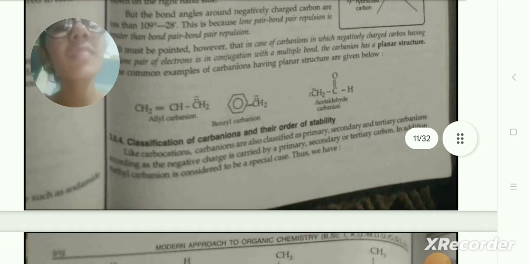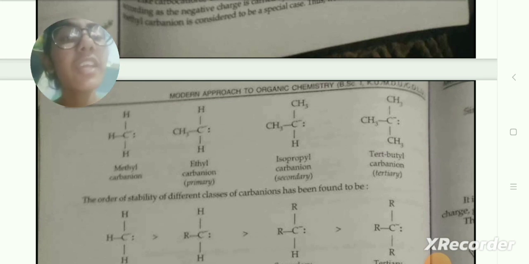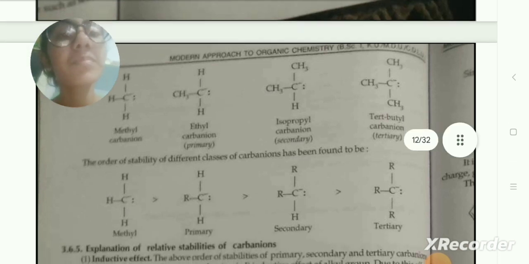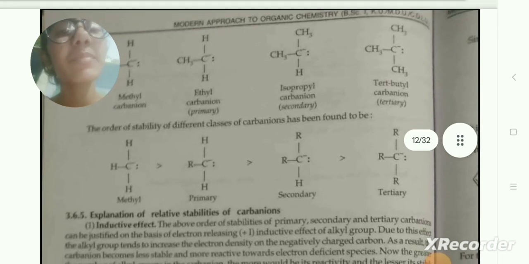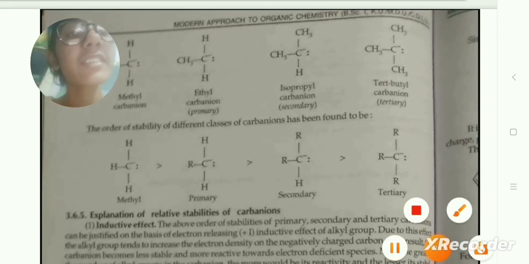Classification of carbanions and their order of stability. Like carbocations, carbanions are also classified as primary, secondary, and tertiary according to the negative charge carried on primary, secondary, and tertiary carbons. Methyl carbanion is considered a special case. You see methyl carbanion, ethyl carbanion is primary, isopropyl carbanion is secondary, and tert-butyl carbanion is tertiary. In order of stability, the different classes of carbanions are found to be: methyl is the most stable, then primary, secondary, and then tertiary.